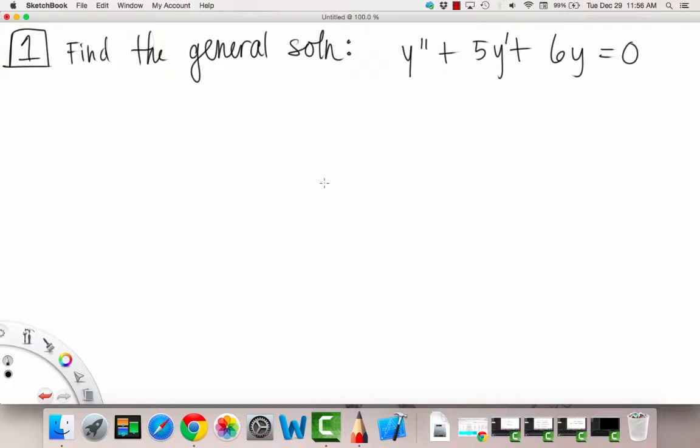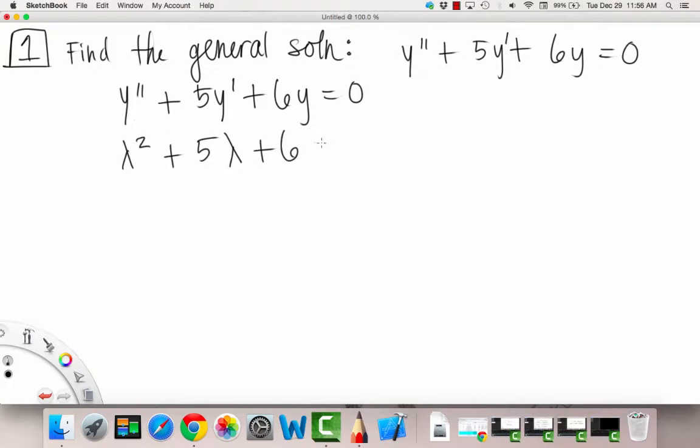Alrighty, here's the first problem. We're going to find the general solution to this ODE here. So we have y double prime plus 5y prime plus 6y is equal to 0. So let's translate this into the characteristic equation: lambda squared plus 5 lambda plus 6 is equal to 0. Now we're just going to find the roots, so we can actually just factor this. We don't have to use the quadratic formula, only if you want to, and only if it's necessary, right?